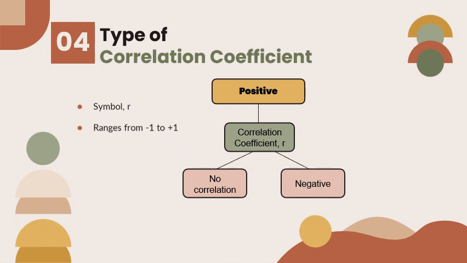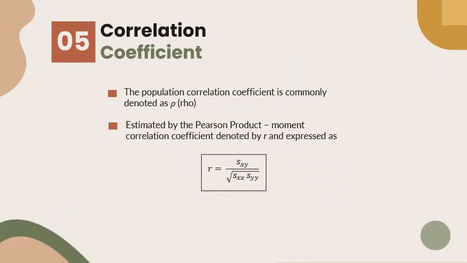The first is a positive correlation, meaning that if the value of R is positive, it is indicated as a positive correlation. And if the value of R is negative, the type of correlation is a negative correlation. And if the value of R is 0, therefore there is no correlation.